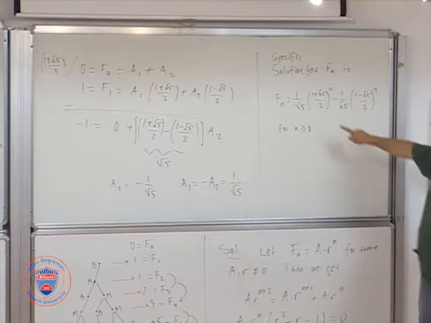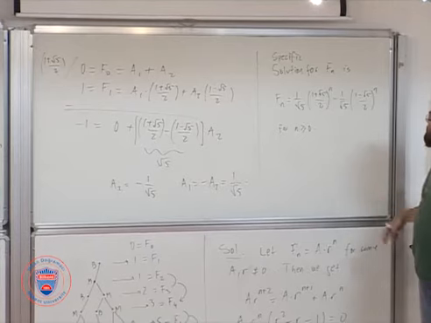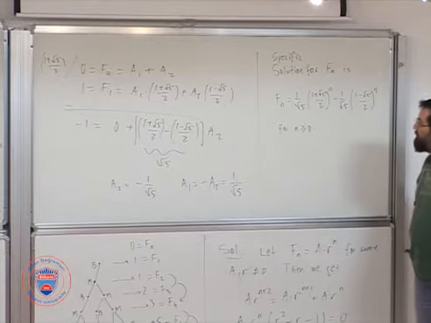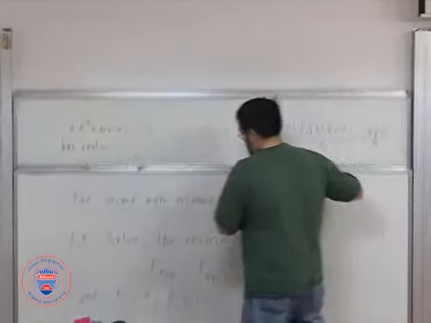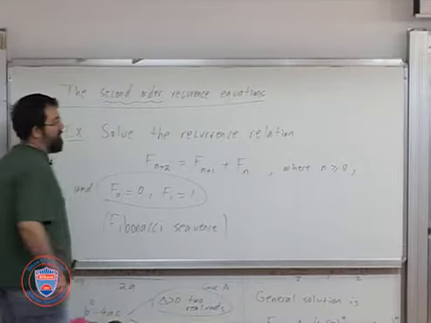Okay. For n equals 0, you can quickly check that you get 0. For n equals 1, it's a little harder, but you will get 1. So it not only satisfies the recurrence, but also satisfies these initial values. That's the point.